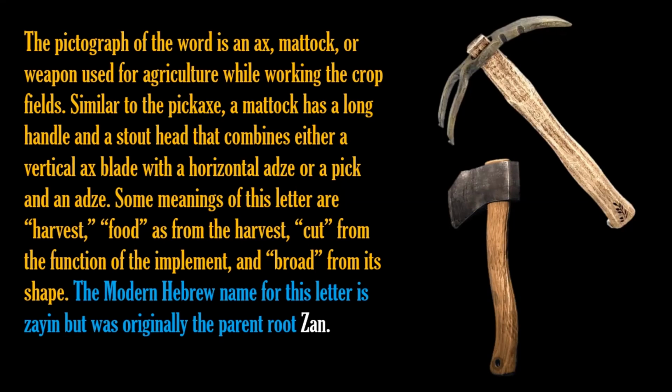So we have looked at some of the meanings of this letter, and you will see based on how the letters are formed, how they may have been formed based on the shape of the various things they represent. So in this case, we will see how this letter Zan may have taken on the shape of the instrument. Of course, the modern name for this letter is Zayin, which was, of course, from the original parent root, Zan.